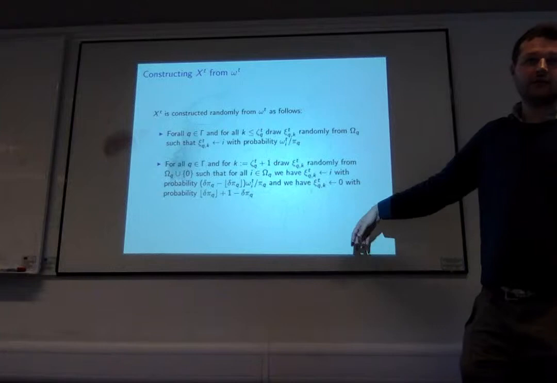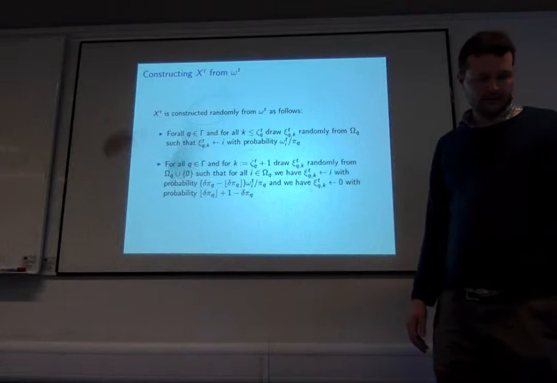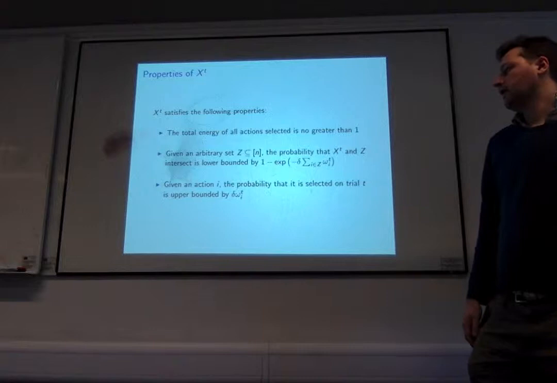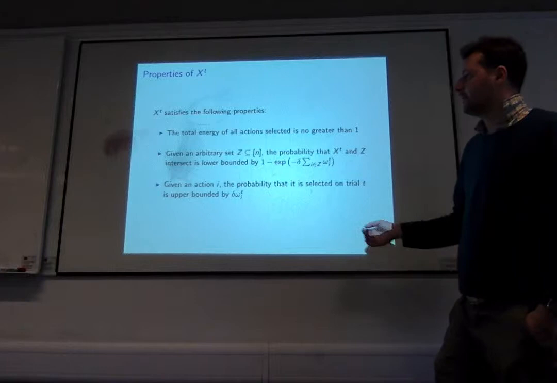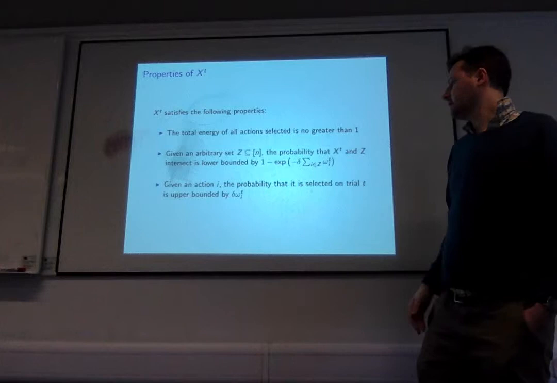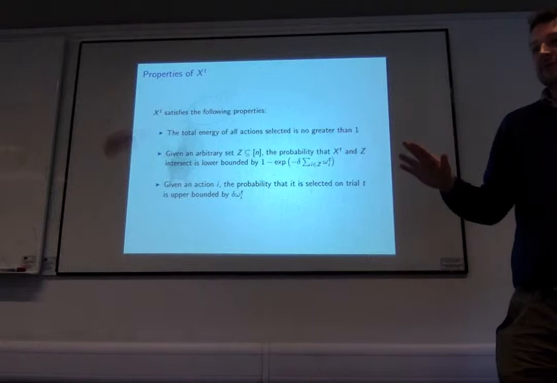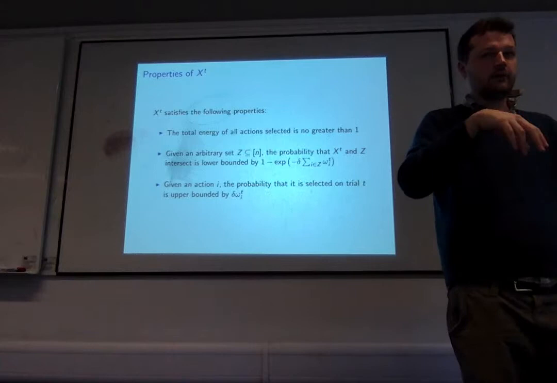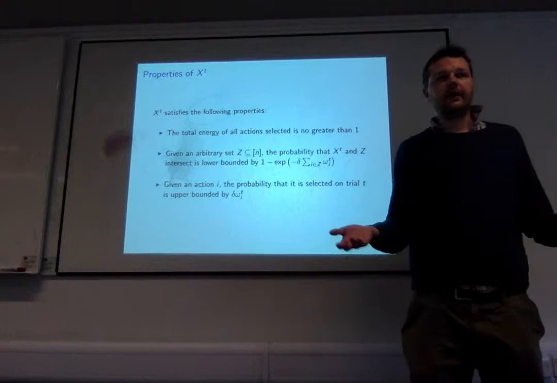I'm not going to go into details because it's slightly complex, but we have three properties which come out from this randomized generation. So xt satisfies these properties. First, the total energy of all actions selected. Action is the same as server now; I started calling it actions here. So the total energy of all the servers is no greater than 1. All the servers we've selected to place a service on, the total energy is not greater than one. That's an abstract constraint; it's got to satisfy that.